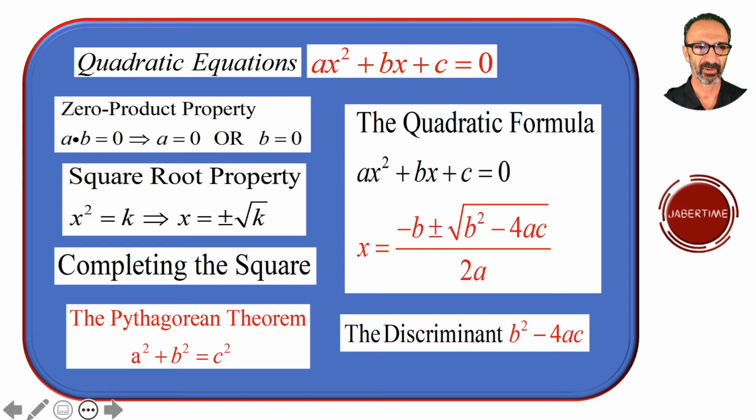Today I'm going to talk about a lot of different things. As you can see: the quadratic equation, the zero product property, the square root property, completing the square, the Pythagorean theorem, the quadratic formula, and the discriminant. So let's get into it.